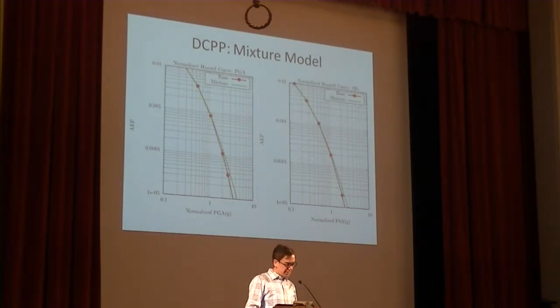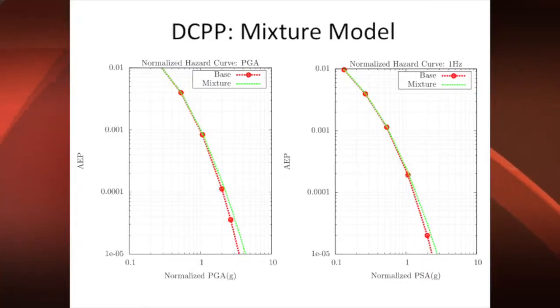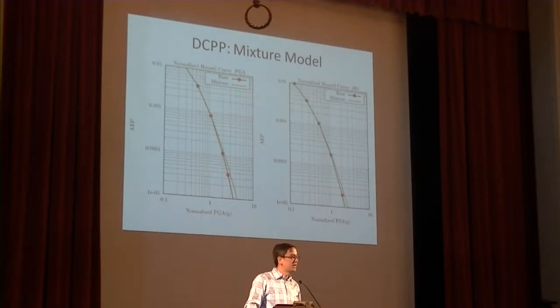And as you would expect, as you get down to smaller probability levels, this starts to become a bigger and bigger issue. Again, I've got PGA and 1 hertz. At the 10 to the minus 4 level, you're looking at about a 6 or 7% change in ground motion. At the 10 to the minus 5 level, you're looking at about a 15% increase in the ground motion value. This is something we'll need to capture and consider going forward, and it shows the relative importance of it.